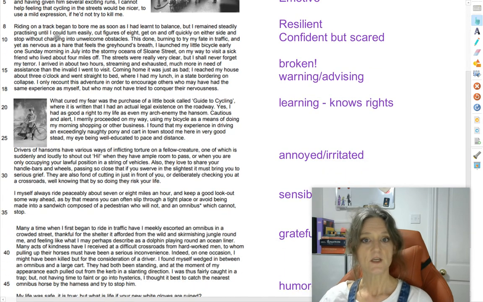Okay, she shows her resilience, she shows her confidence about cycling in the city, but then when she actually cycles in the city, she comes across as broken. That's her point of view of cycling in the city. It's incredibly stressful and it could leave you virtually broken. And here her point of view is, this happened to me, make sure it doesn't happen to you. So again, she's warning and advising.